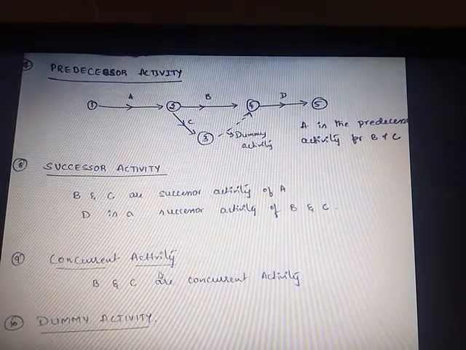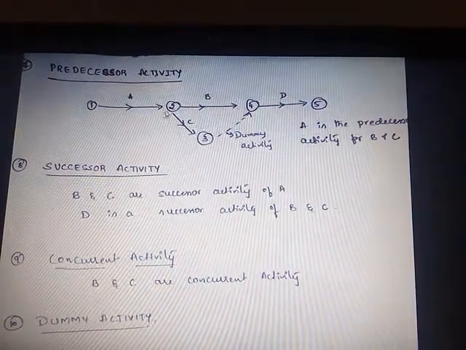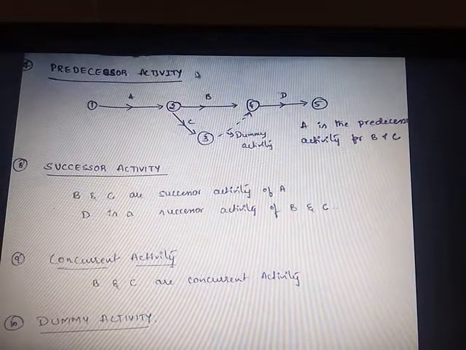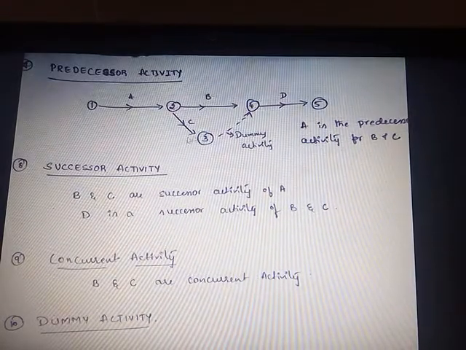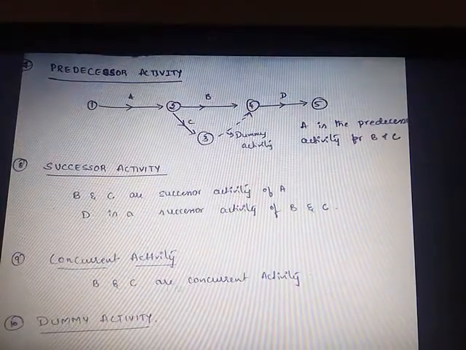Concurrent activity, I am going to show the same diagram. This one is a network diagram. Here, B and C are the concurrent activities. Two or more activities which start immediately from the common node are known as concurrent activities.